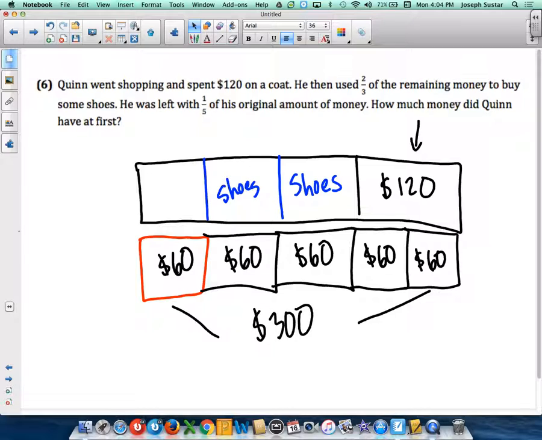So we can write an answer statement. Quinn had $300 at first.